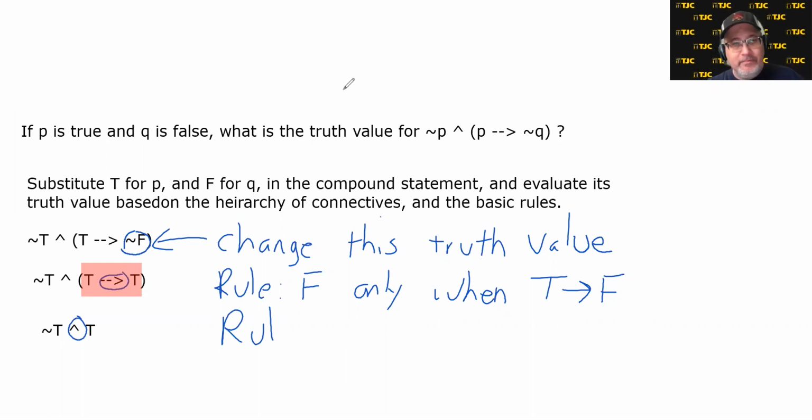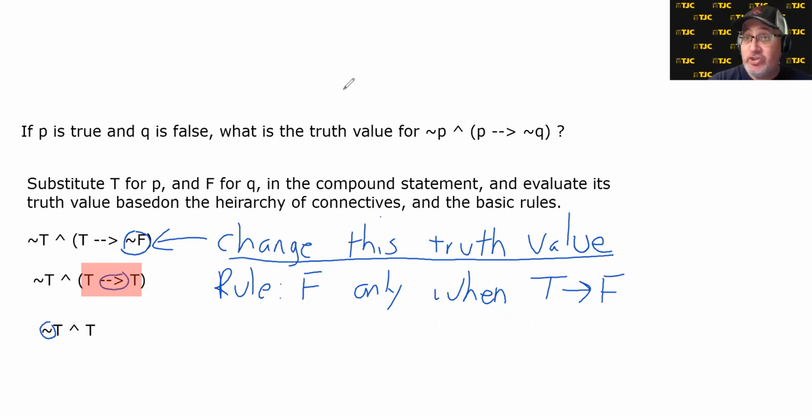That is not what we do next. We have two symbols left. We have a conjunction and a negation. And which one happens first? The negation. So next we evaluate the negation, and then the rule for the negation is the same as it was before. Change the truth value.